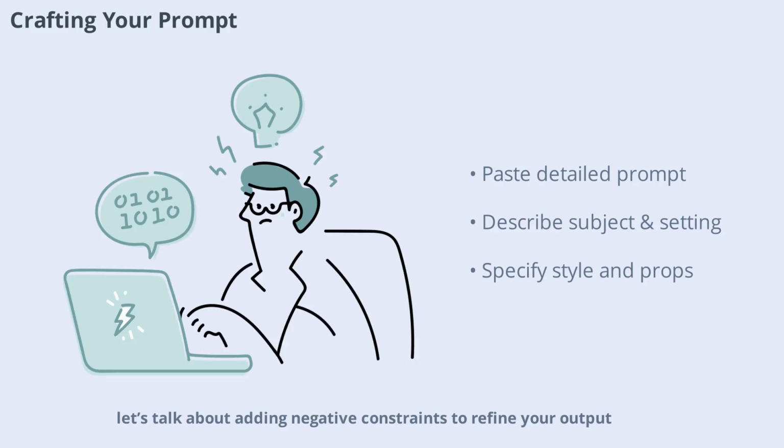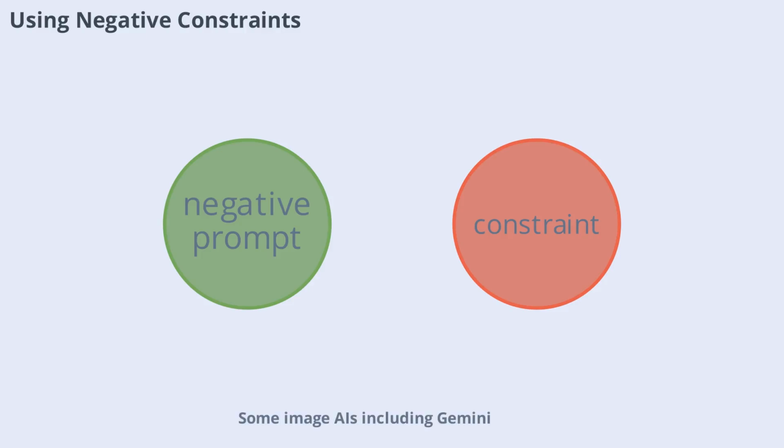Next, let's talk about adding negative constraints to refine your output. Image AIs, including Gemini, allow you to specify what you don't want in your image. This is done through negative prompts or by using language like "avoid" or "excluding." For example, you might add, "avoid blurry, duplicate faces, bad anatomy, or watermarks." Including these constraints helps Gemini understand your preferences and produce cleaner, more accurate images.